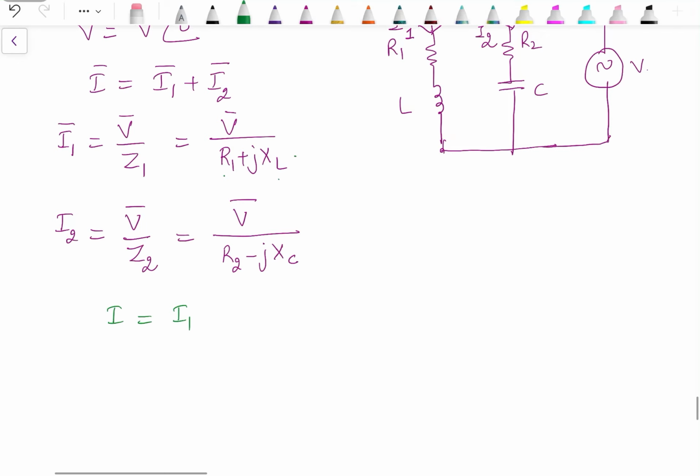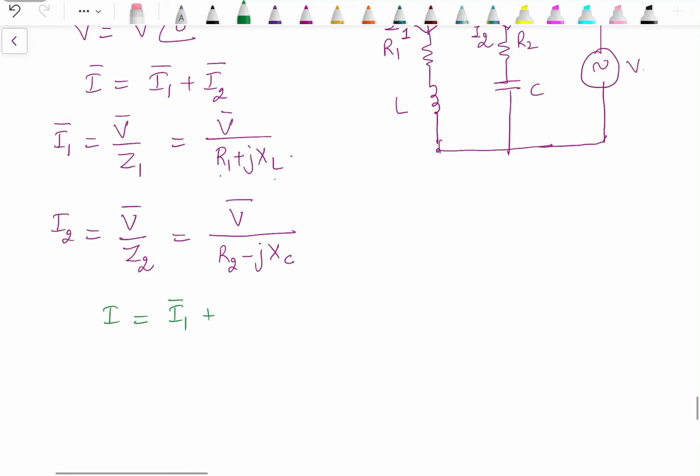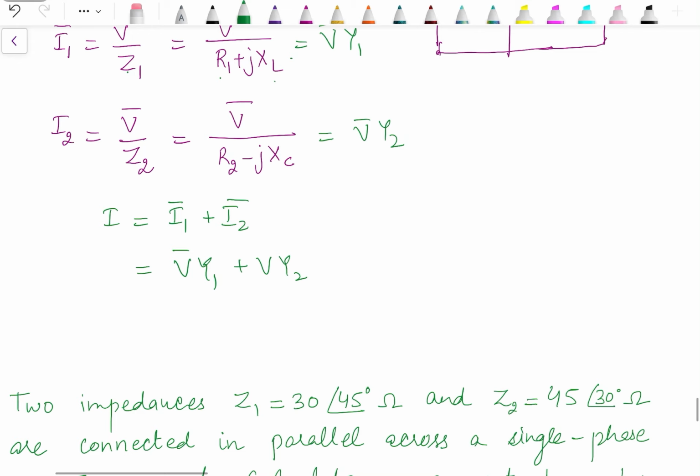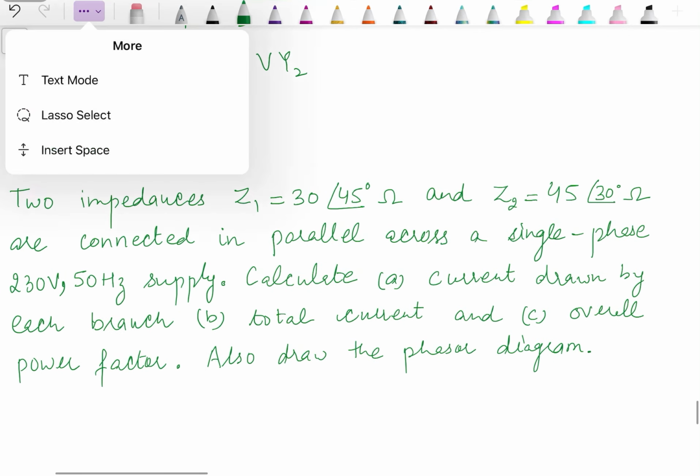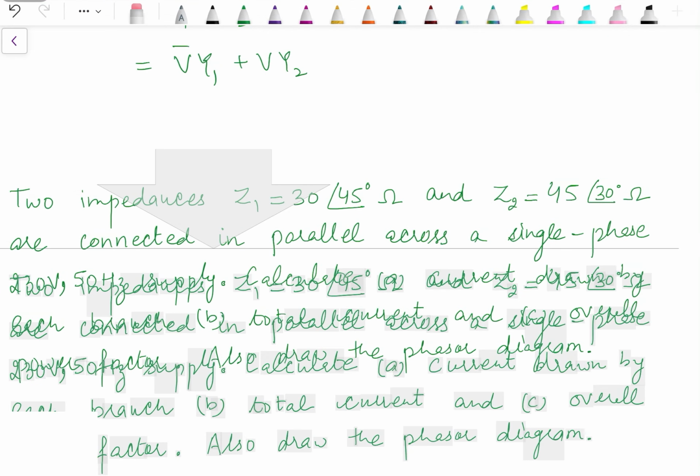We have this I as I1 plus I2. We can write it like this: V into Y1 plus V into Y2. It can be written as V into Y1 over here, and this one is V into Y2. 1 upon Z1 is Y1, 1 upon Z2 is Y2. Now let's find out the values of Y1 and Y2.